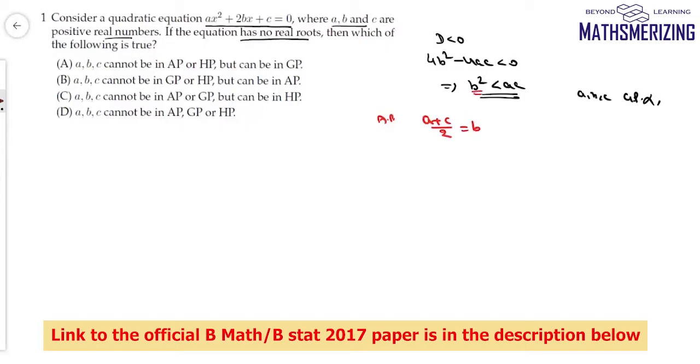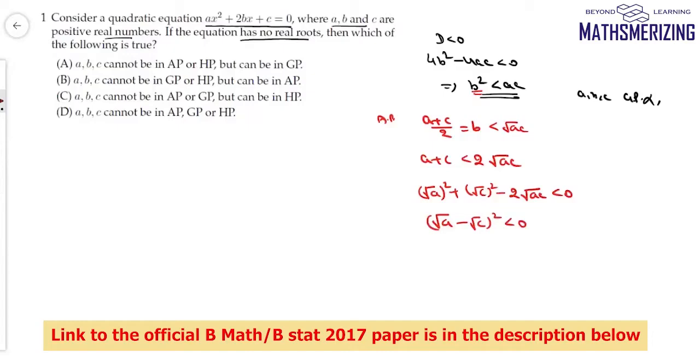Now in the question it says this b is less than under root ac. So I can write this as a plus c is less than twice under root ac, or I can write it as under root a square plus under root c square minus 2 times under root ac is less than 0, and I'll get (under root a minus under root c) whole square is less than 0. Now square of any real number cannot be less than 0. So it is an impossible condition. So these three numbers, they cannot be in AP also.